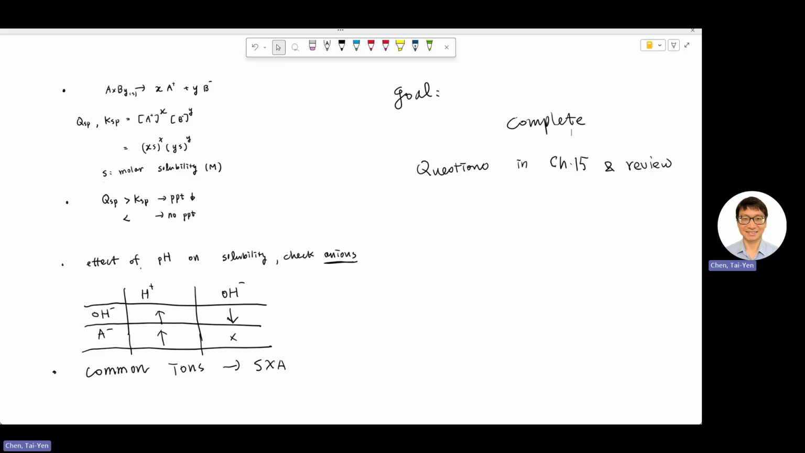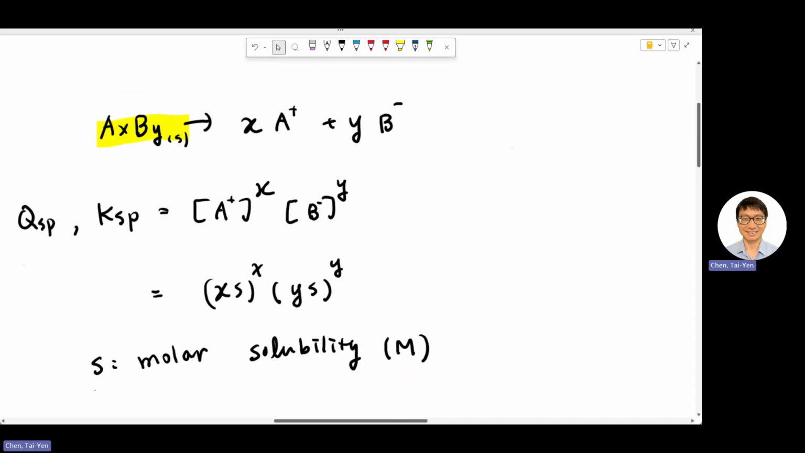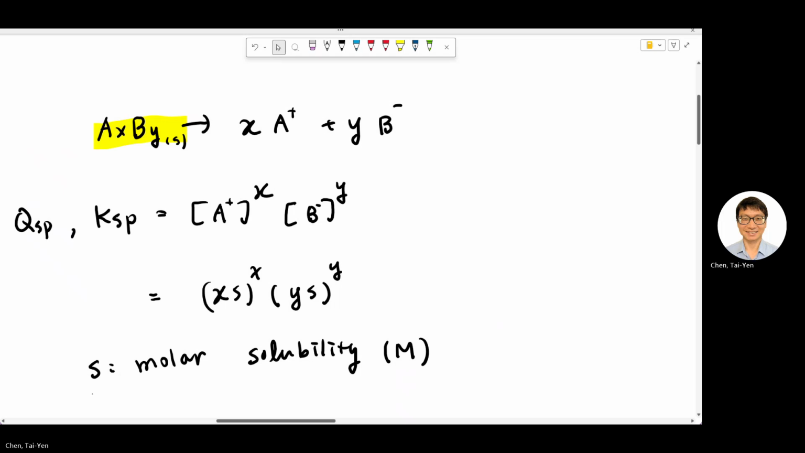For chapter 15, it's all about the solubility. Solubility of an insoluble salt. Here I use AxBy to represent my insoluble salt. A represents the cation part, B represents the anion part. You need xA and yB to form one insoluble salt.